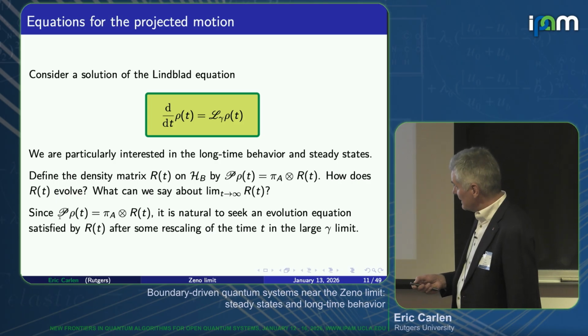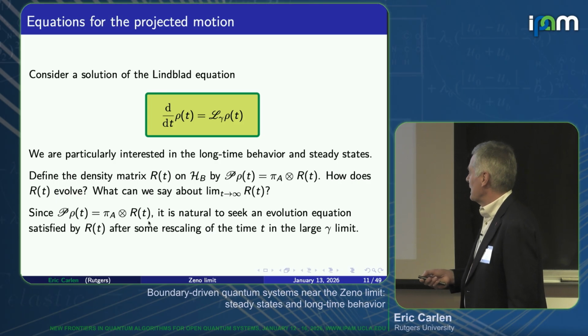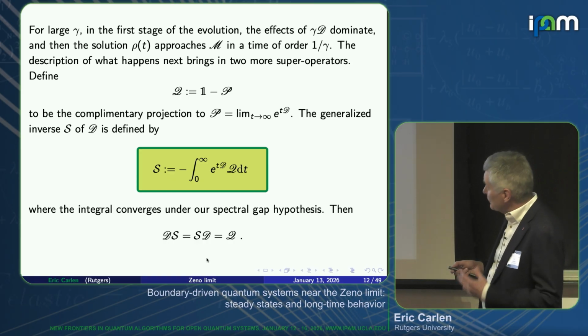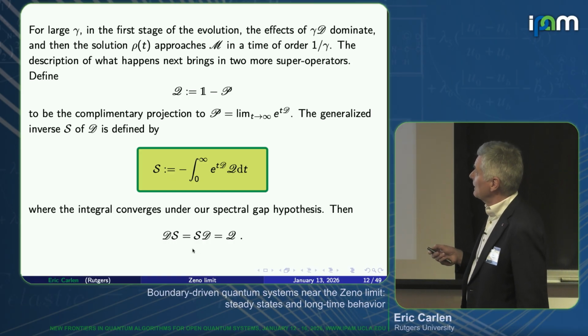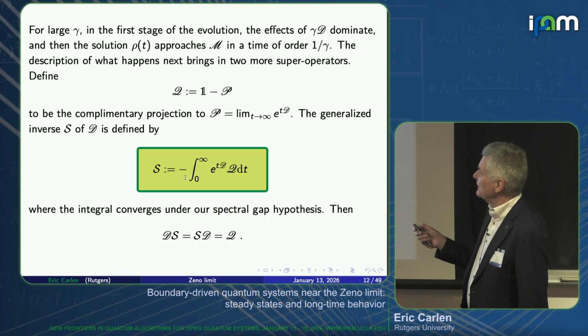Okay, so since P of rho of t, by definition, is this, we'd like to get an evolution equation for R of t. So what can we say? To describe this, I need a few more characters, but not many. There's the complementary projection, Q equals 1 minus P. And if you project out the steady state, so everything else relaxes, then by the spectral theorem, the spectral gap, this integral exists. And this is a kind of generalized inverse of D.